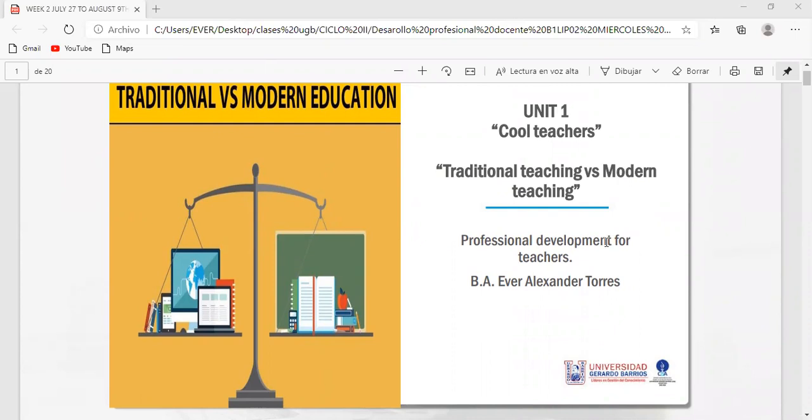We're gonna learn which one are we gonna use? If we're gonna make a balance, if we're gonna use the modern, and we're gonna forget about traditional. So we're gonna be dealing with that today. Since we were working last week with teaching styles, in this presentation, we're going to focus on these two. And also, we are going to learn a little bit of learning styles, which is also important.